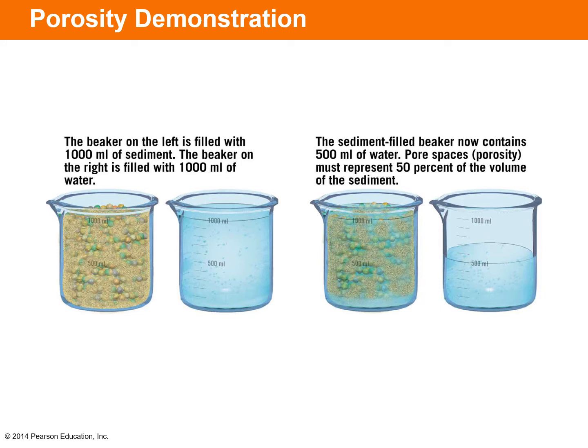So this is a good demonstration of porosity here. The beaker on the left is filled with 1,000 milliliters of sediment, and the beaker on the right is filled with 1,000 milliliters of water. Now, if you move to the right, the sediment-filled beaker now contains 500 milliliters of water. The pore spaces, or the porosity, must represent 50% of the volume of the sediment in this case. Why is that? It's because you can see that the water is not any higher than the sediment, and you poured half of the water into that sediment, and it infiltrated through and filled the pore space. So that tells you that the amount of free space amongst that sediment is about 50% of its volume, or 50% porosity.